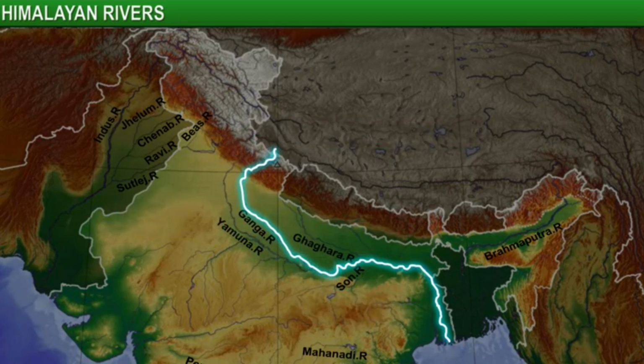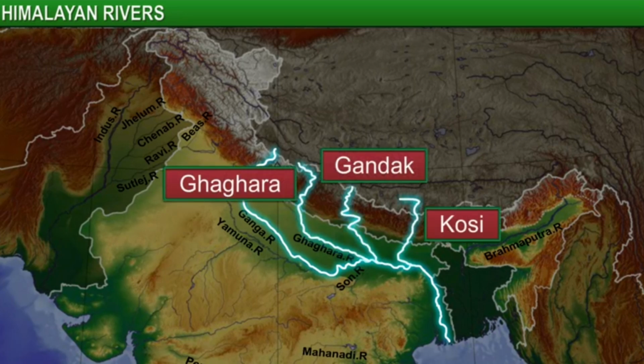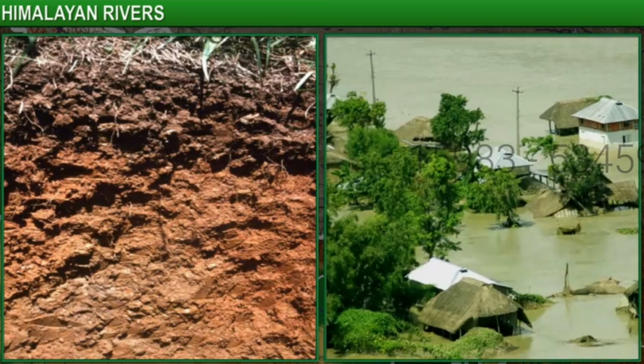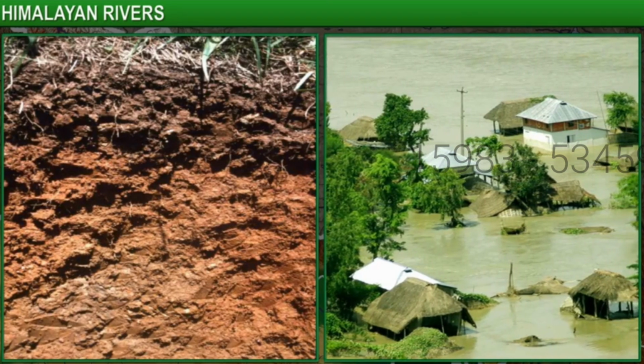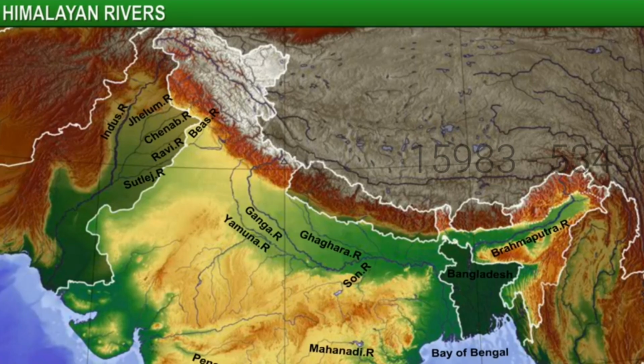The other tributaries are the Ghagara, the Gandak, and the Kosi rivers. All these rivers originate in the Nepal Himalayas. These rivers make the soil fertile, but are also capable of flooding, which causes widespread damage in the region. Not all tributaries of the Ganga originate from the Himalayas though.